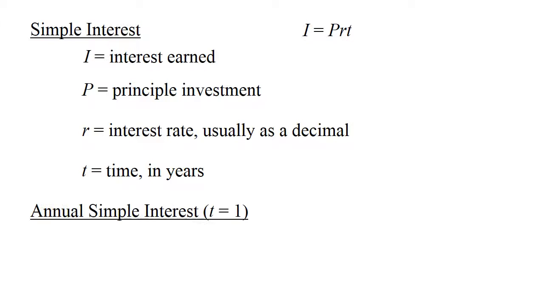We're going to actually look at annual simple interest rate, in which case the time is going to be 1 year. So if you substitute 1 into the formula, the equation gets a little simpler. I equals PR. This actually should look kind of familiar because we've already seen this formula before. This is just the percent formula, where the principal is your base, the interest rate is your percent, and the interest earned is the value you're calculating.